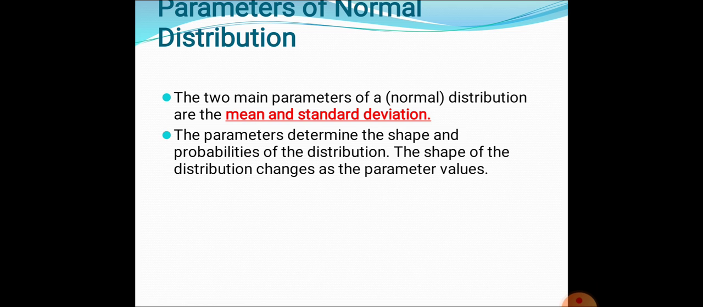The parameters of the normal distribution: there are basically two parameters. One is the mean, known as x bar, and the second is the standard deviation. These parameters are basically used for solving problems of the normal distribution.